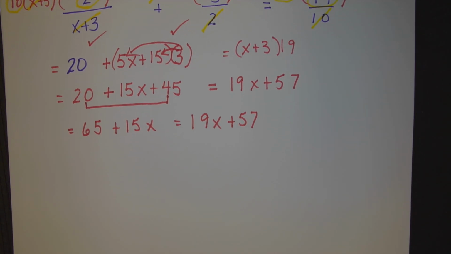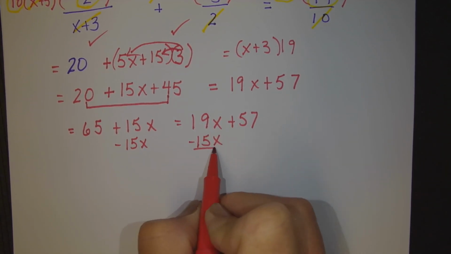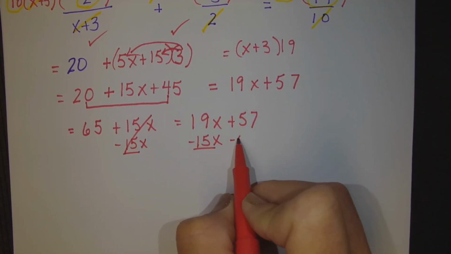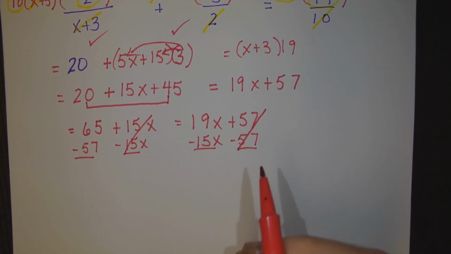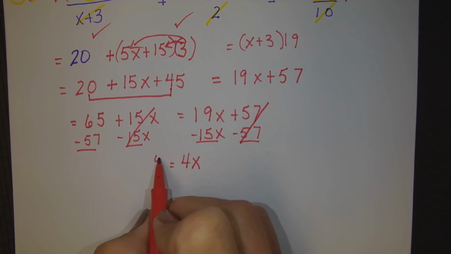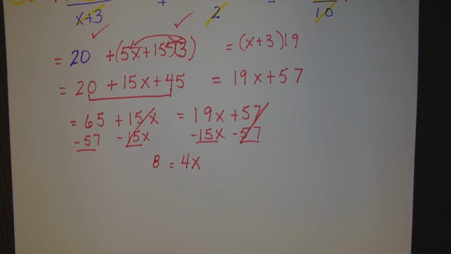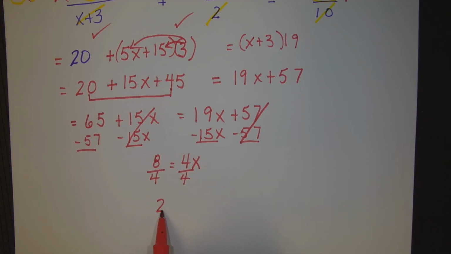Okay, you can do this on your own. You got x's on both sides. You need to move one over and then move the whole numbers over. Doesn't matter what you start with. You will end with the same answer. 65 minus 57 is 8. Divide by 4. And your answer is simply 2.